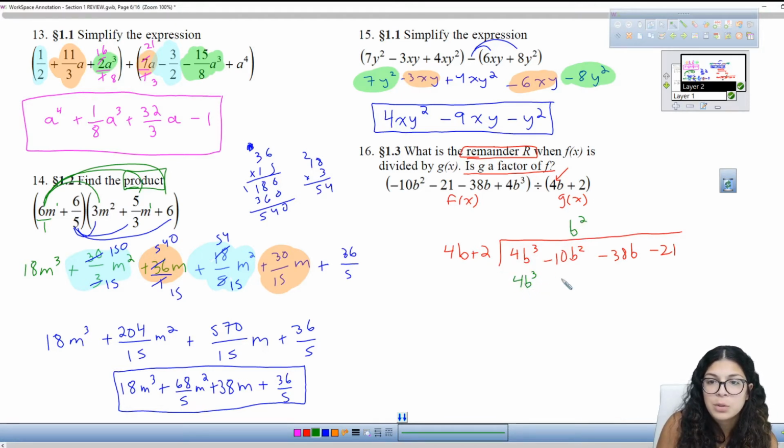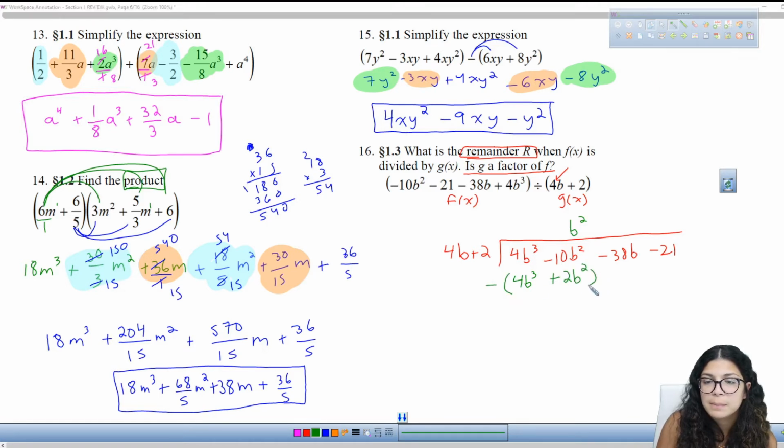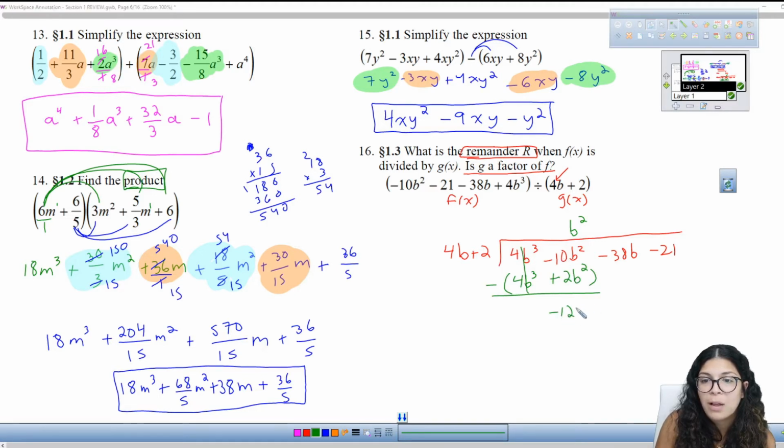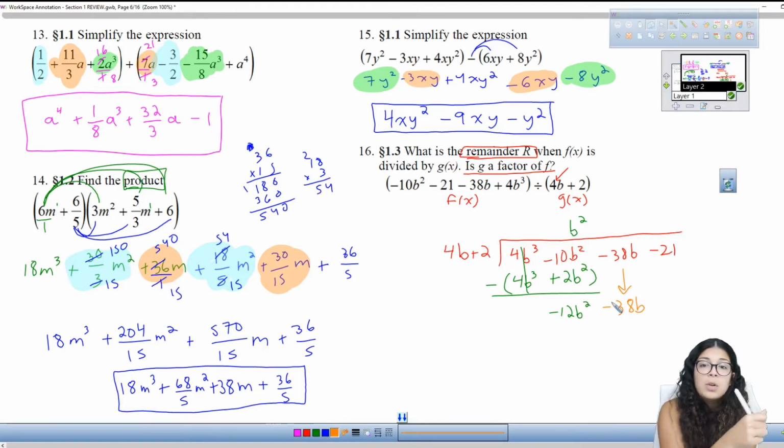And then b squared times 2 is positive 2b squared. And now I subtract. Anything minus itself is nothing. Negative 10 minus 2 is negative 12b squared. And now I can bring down my next term, negative 38b. Okay, so 4b times what will give me negative 12b squared? Well, multiply by negative 3b.